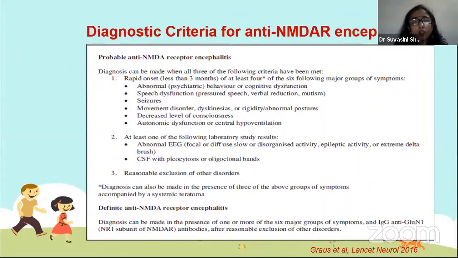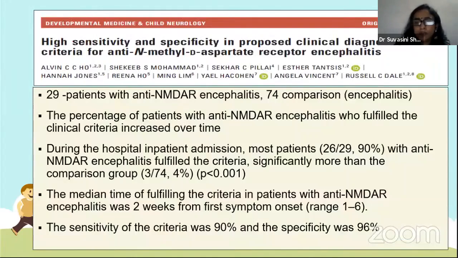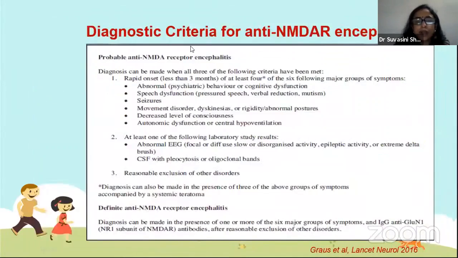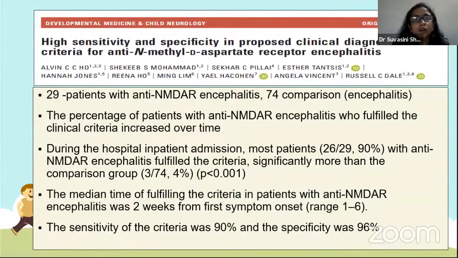Okay? So if all this is met, then you can make a diagnosis of probable anti-NMDA receptor encephalitis, which becomes a definitive diagnosis when you have the positive antibody. And of course, definite will be there even if only one of these features is present, with reasonable exclusion of other disorders. So these criteria have been found to be very highly sensitive and specific.